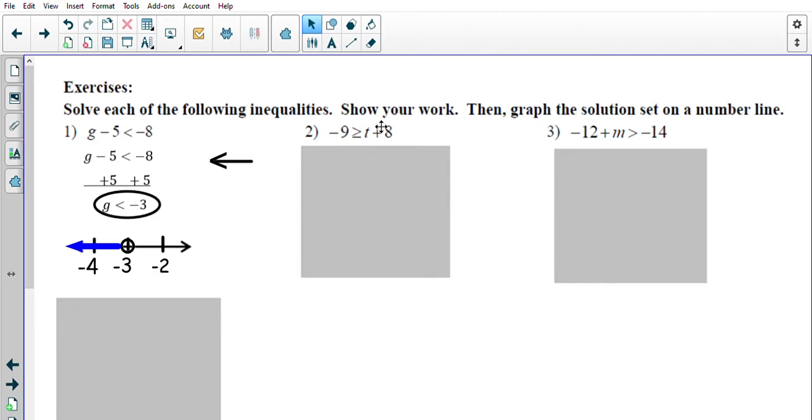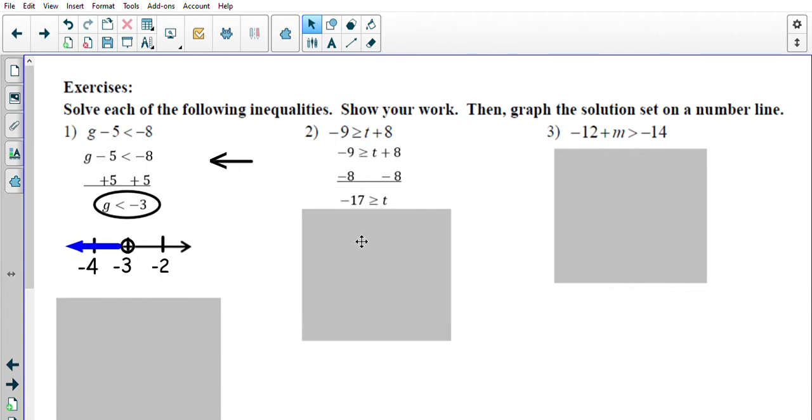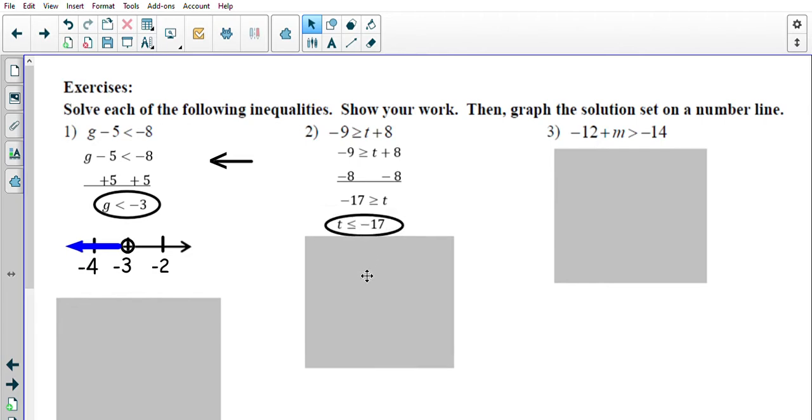The inverse of adding by 8 is to subtract 8. So let's subtract 8 from both sides. Negative 9 minus 8 is negative 17. Now, before Thanksgiving break, I also suggested that if you're going to graph your solution, you rewrite it with the variable on the left. So move your variable to the left, your number will go to the right, but you also need to flip your inequality symbol as well. So you'll have t is less than or equal to negative 17.